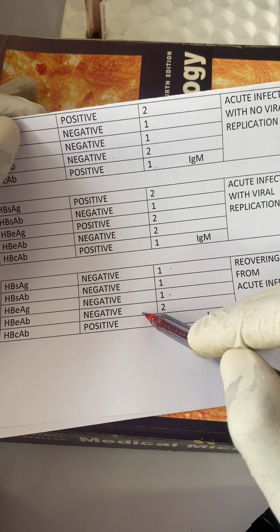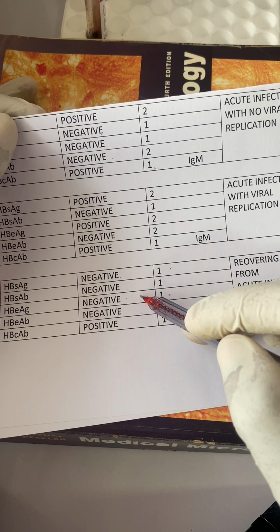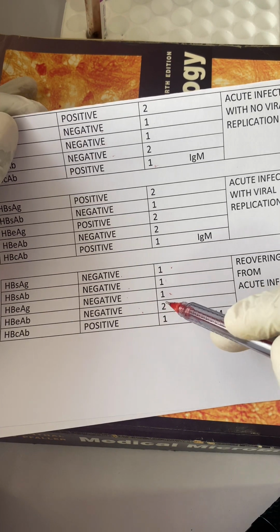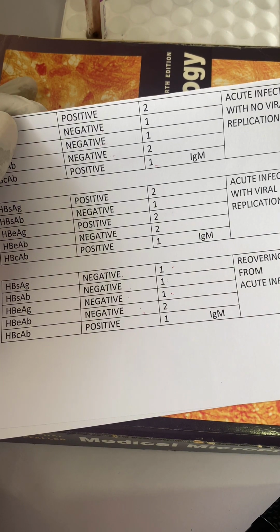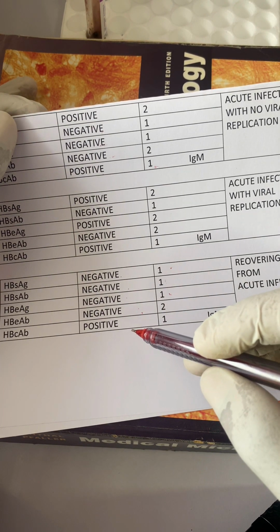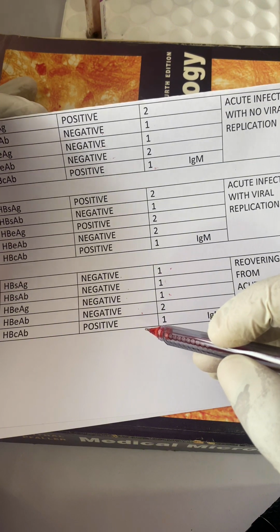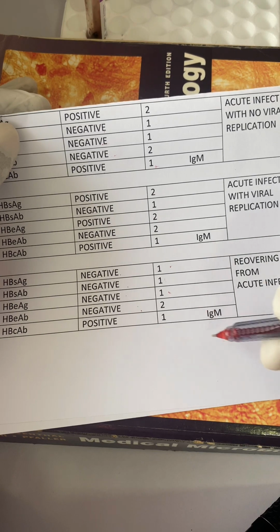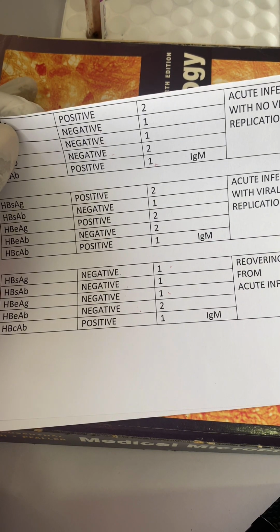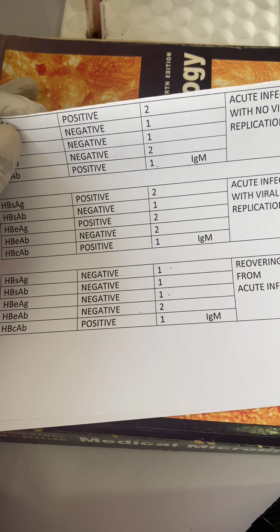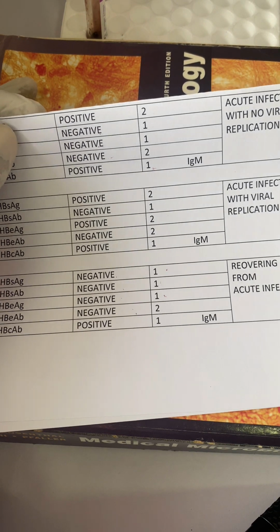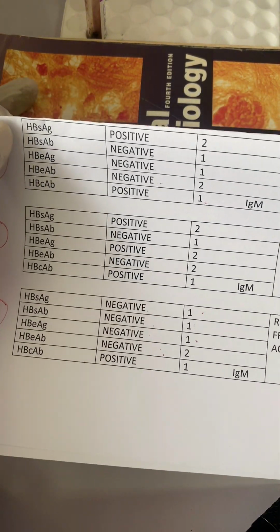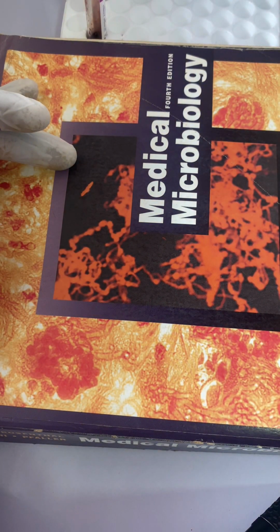Then since you are not replicating, the envelope antibody will also be negative and will show as 2 in the test area. Then the core antibody will show positive, obviously, because you are recovering, and they will show as 1. So by this time, most of the immunoglobulins that will be coming will be of the IgM type. Okay, so this is a person who is recovering from acute infection. Okay, so let's continue with the chart number 7.